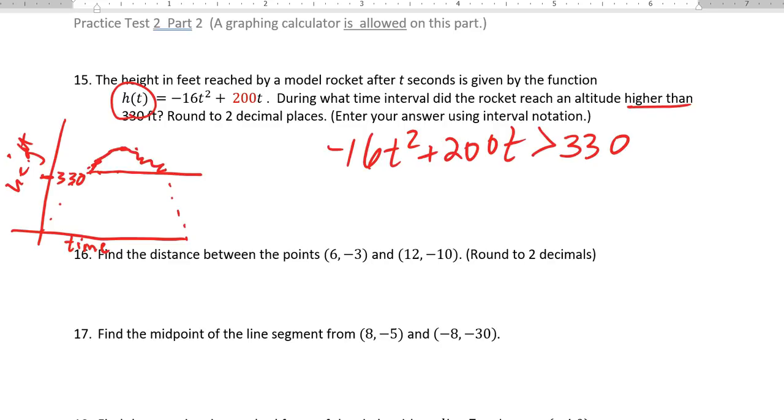Okay, so I think I have a plan now. I'm going to solve my quadratic, and I'm going to see the interval in time, because that's what we're looking for, right? That my quadratic will be above 330. So my plan to solve a quadratic is I always use quadratic formula, or I use the zero factor property, or sometimes I use my calculator, right? But all of those require this to be equal to 0. So I'm going to subtract 330.